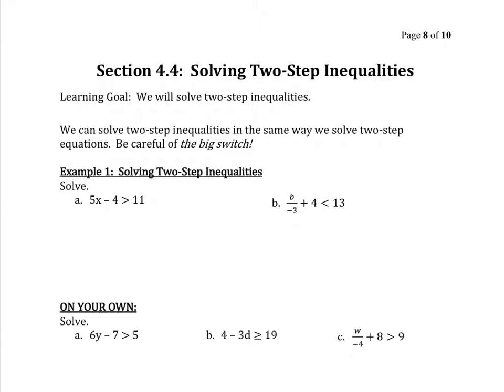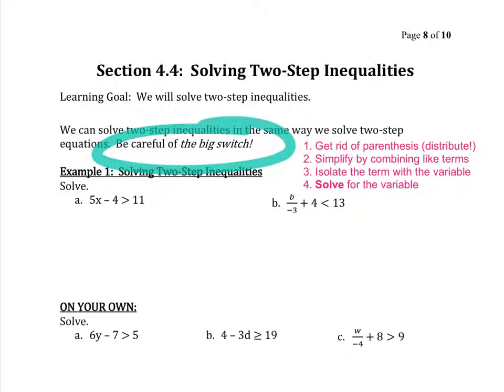With section 4.4, we're solving two-step inequalities. Just like the one-step inequalities, we can solve them the same exact way we did in chapter 3 with two-step equations. The only thing we have to be careful of is the big switch that we worked on in 4.3. So don't forget the 4 main steps whenever we're solving equations, or in this case, inequalities.